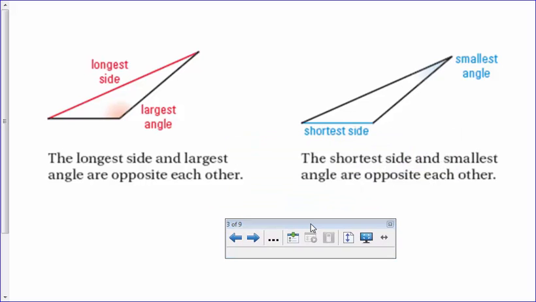It talks about where the longest side is in relation to the largest angle. The longest side is always directly across from the largest angle. And it's the same thing with the shortest side. Oh, it's over there, sorry. The shortest side is always across from the smallest angle. Okay, so we're going to go through a couple examples just to highlight this topic.